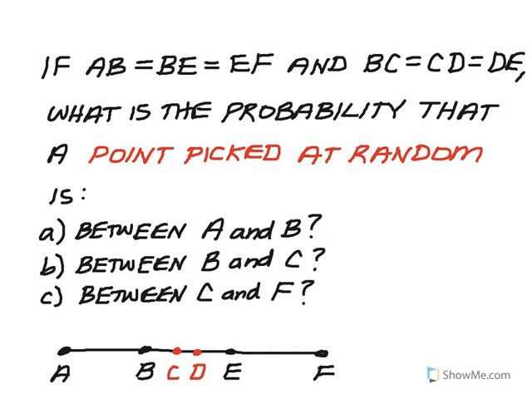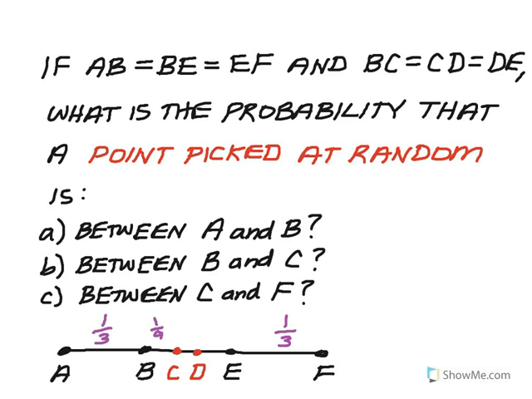Okay, so in this first example, let's say that we have this long segment at the bottom, AF, and we are given that AB, BE, and EF are all the same length. So if the entire segment is divided evenly, and those are all the same length, then each of those segments is 1/3. Okay, so BE is 1/3. And then we're told that BC and CD and DE are all the same length. So basically, each of those is 1/9.